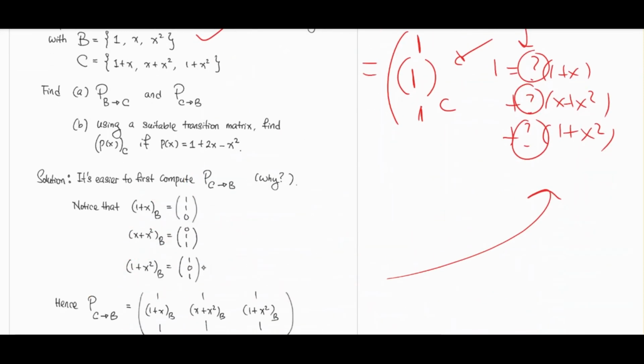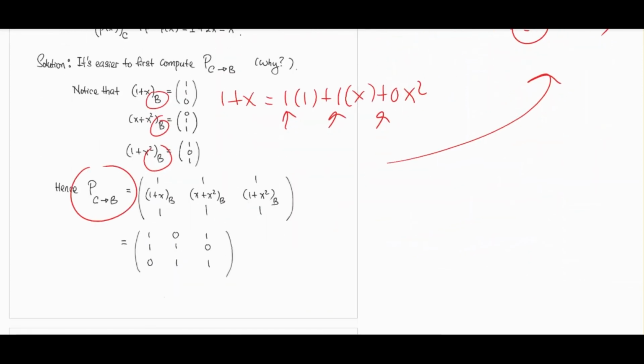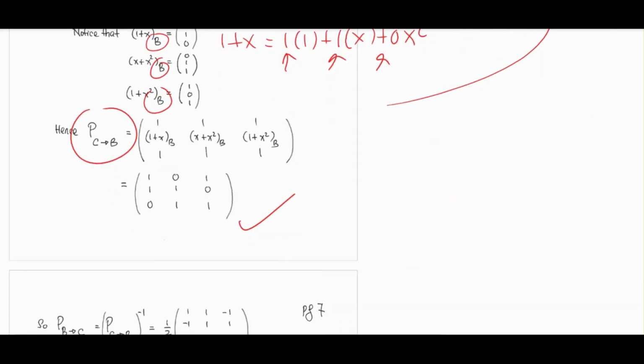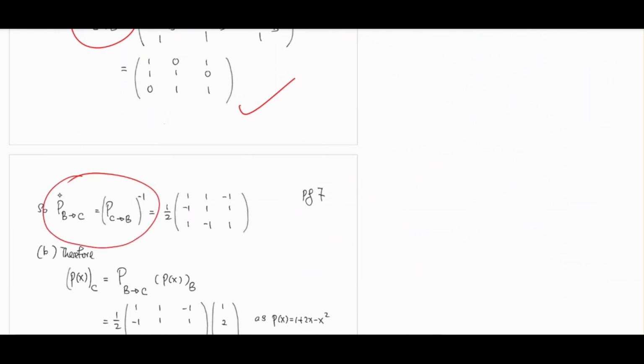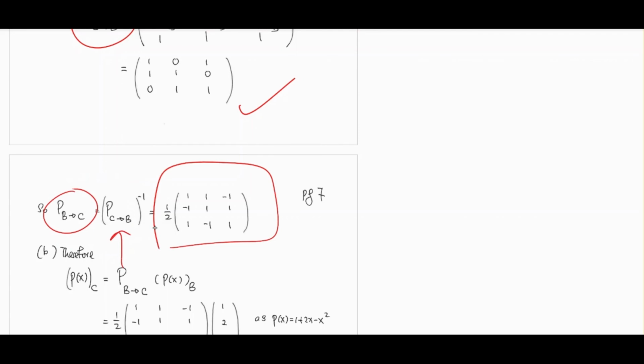If these are all standard basis, it is pretty easy to see that 1 plus x is obviously 1 of 1 plus 1 of x plus 0 of x squared. So you will have the coordinate as 1, 1, 0. That's the reason why this transition matrix is easier to compute. We don't really have to worry about the other transition matrix because we know the relationship between these two transition matrices: they are inverses of each other. Therefore, if you want to find B to C, that's the inverse of this, and we can compute that pretty easily.